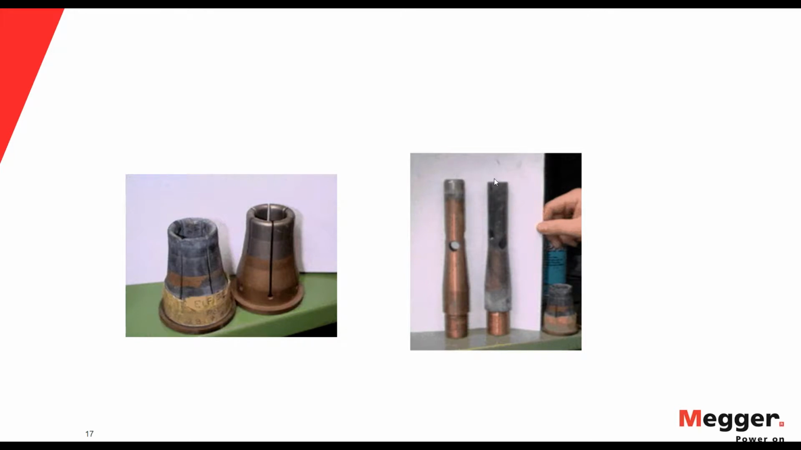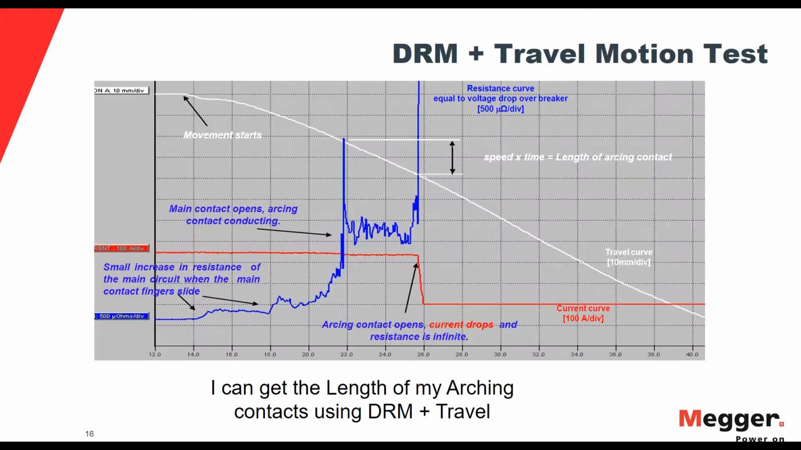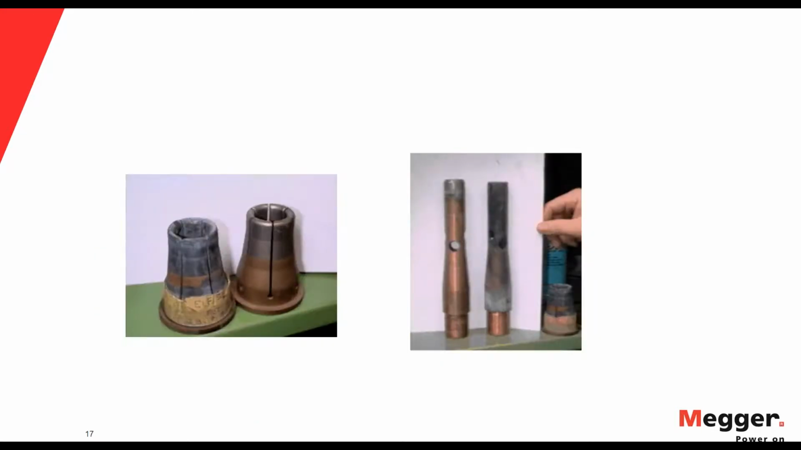And this difference can be measured without the requirement of opening your circuit breaker, especially if it's, for example, in a GIS system where opening this is quite extensive work. You can do it using this test, which does not really require you to open your circuit breaker at all. So this is how you can check the main contact using the SRM and the arcing contact using the DRM test.